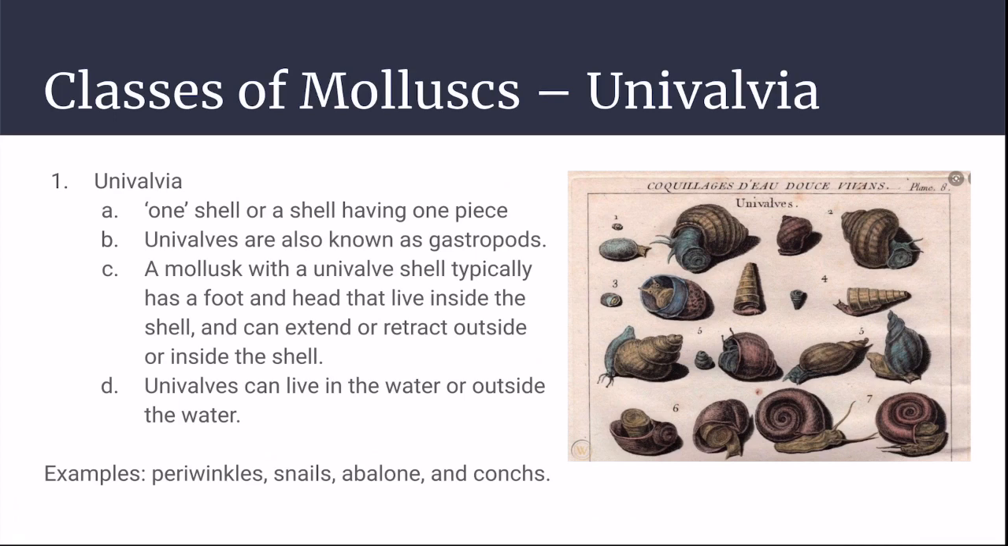And so a mollusk with a univalve shell typically has a foot, like I mentioned earlier, the foot's really important, and a head. They live inside of their shell, and they can go in and out of their shell. And univalves can live in water, or they can live terrestrially on land. So some examples are periwinkles that we learned about, I think that was in the last unit, snails, abalones, and conches.